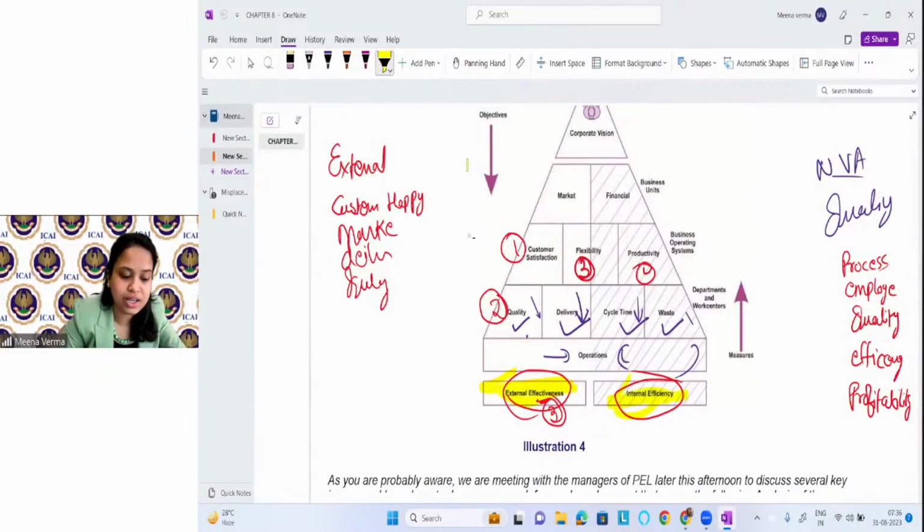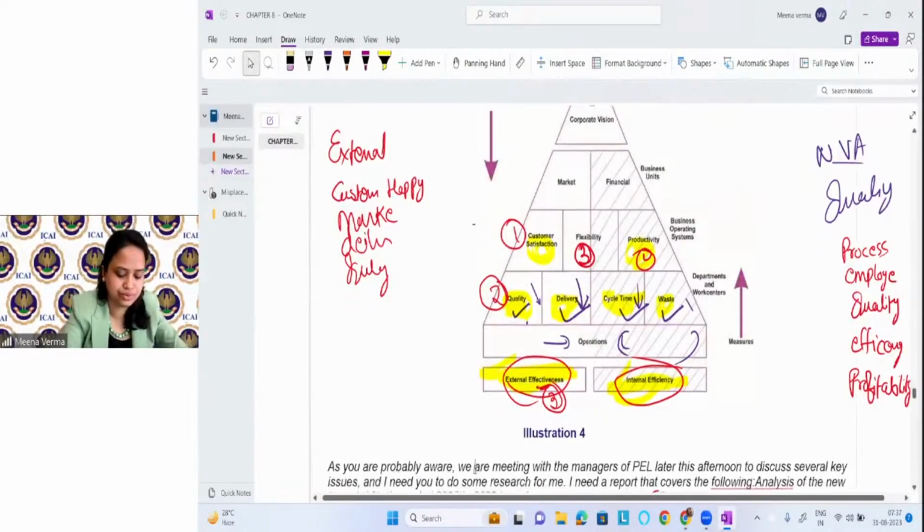In external effectiveness, you have to consider the quality and delivery, where you have to consider the customer satisfaction. And in case of internal efficiency, you have to consider the waste, cycle time, and productivity. They have considered these points and they have answered it. Simple. It is such a simple way to write the answer.